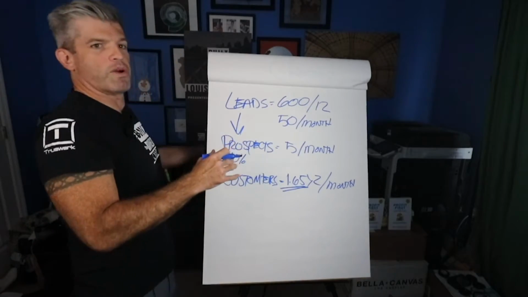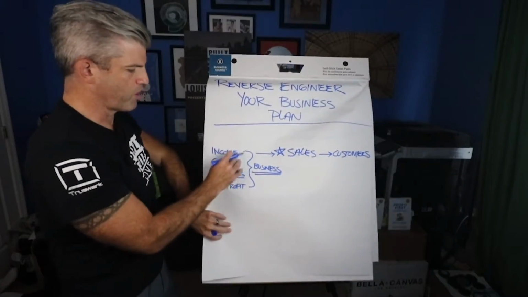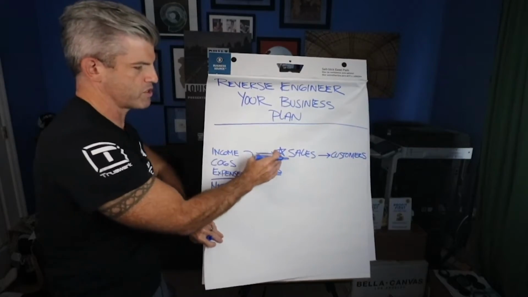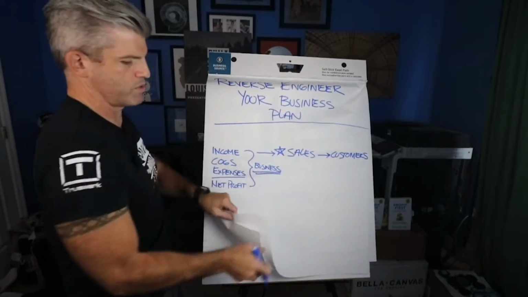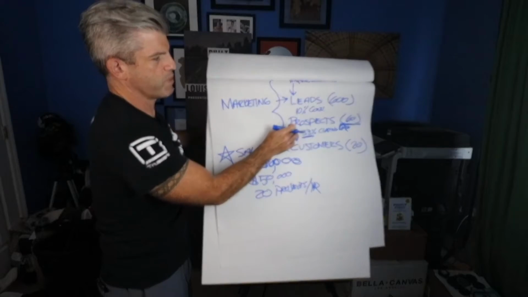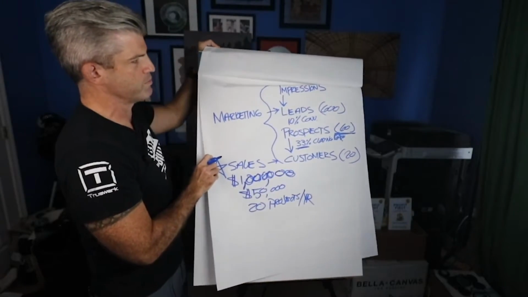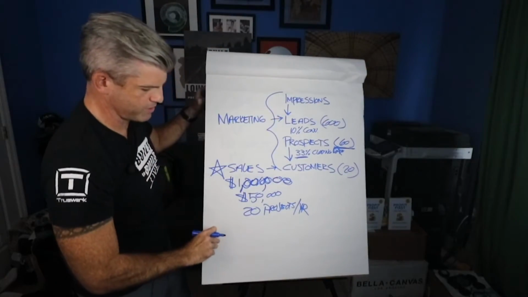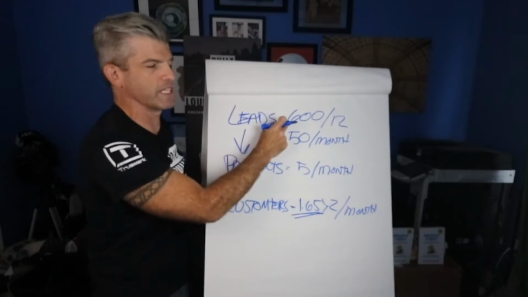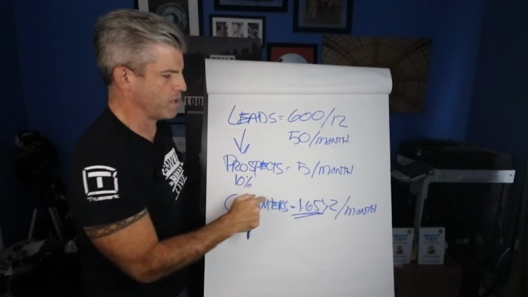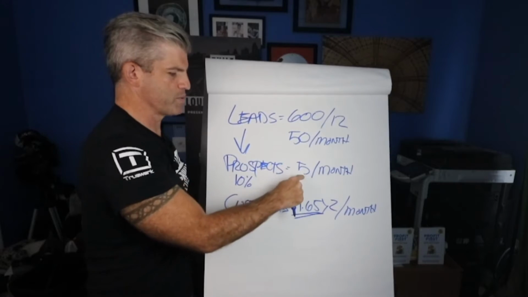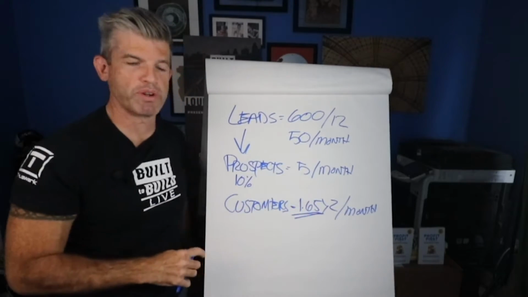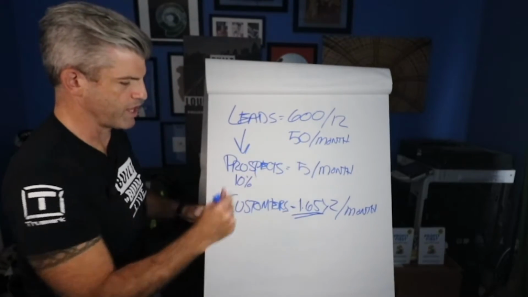Now that we get all the way back here, remember our profit and loss statement, this is where our business starts. We showed how we got sales and customers. Customers come from prospects, which come from leads, which come from our impressions. We worked out this math. So we need 600 leads per year, 50 a month. That's going to land us 5 prospects per month, and we need to close 1.65 per month. We rounded that up to 2.